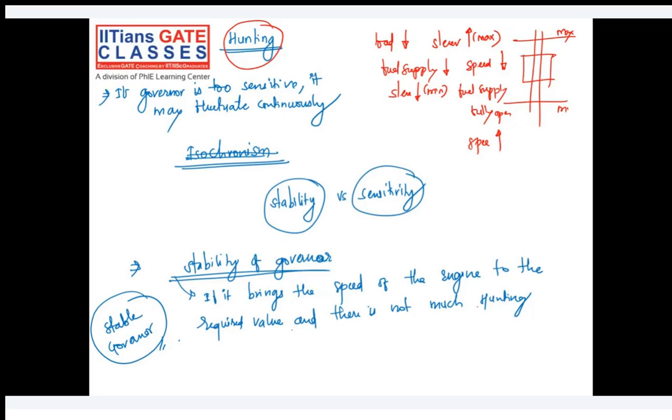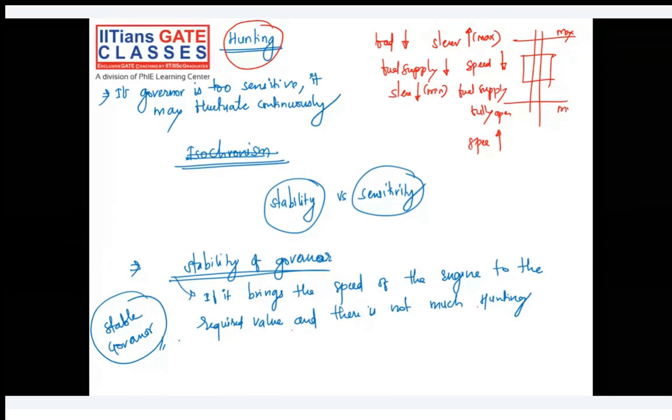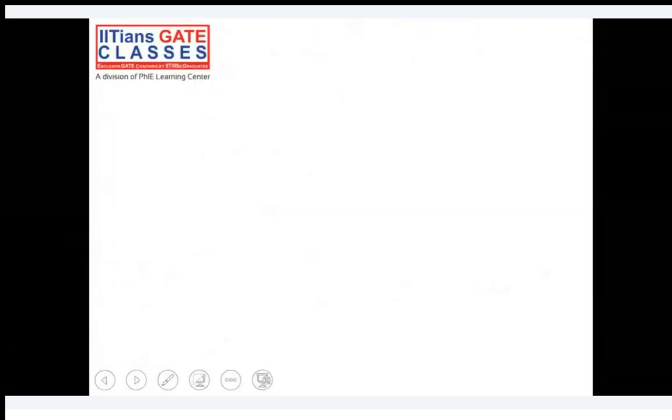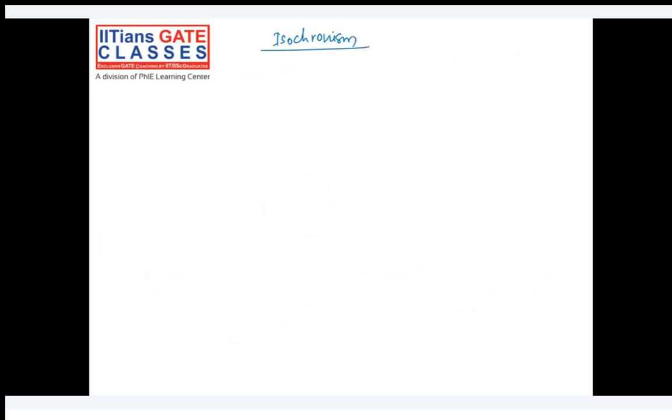Now I think we should understand this isochronism point first. Okay, let's try to understand the point isochronism. Write down the heading: isochronism. So a governor is said to be an isochronous governor if it has range of speed zero. The governor with a range of speed zero is known as an isochronous governor.